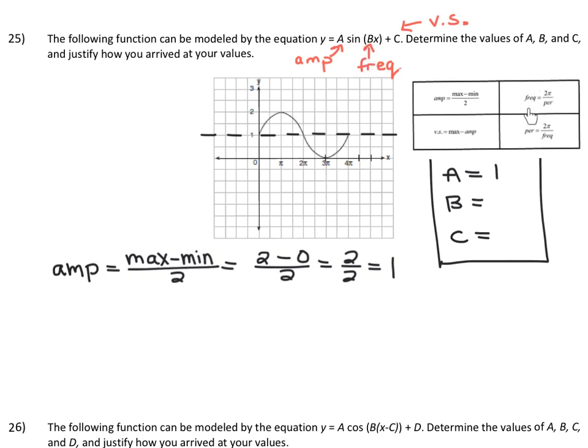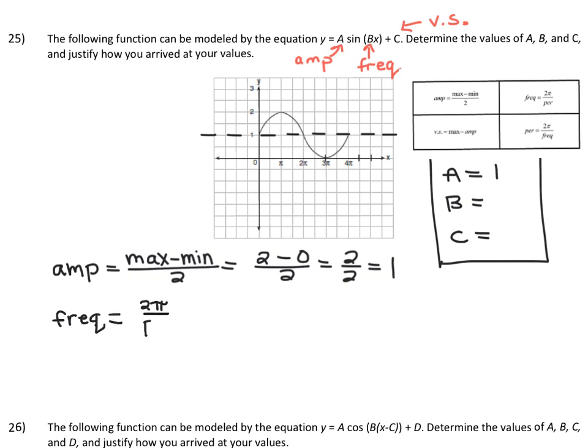I'm just gonna use the formulas, because the formulas are justifying my answer. I don't have to put any words down. I'm just showing how I got the answer. So I'm gonna use this formula right here. So the frequency is equal to 2 pi over the period.